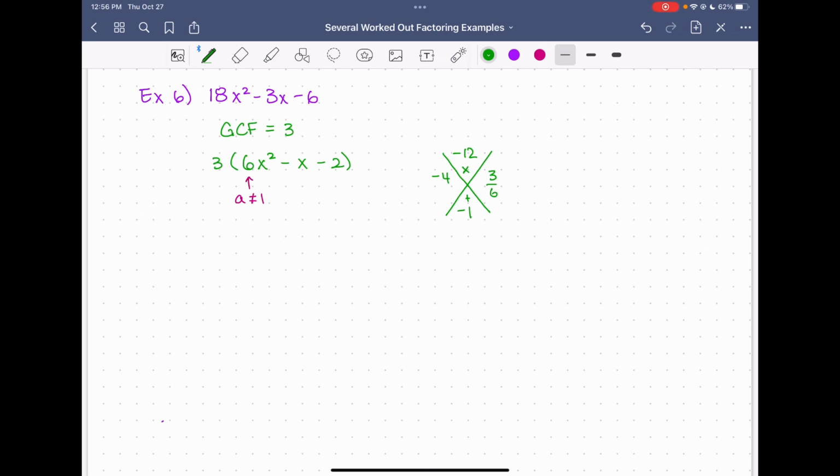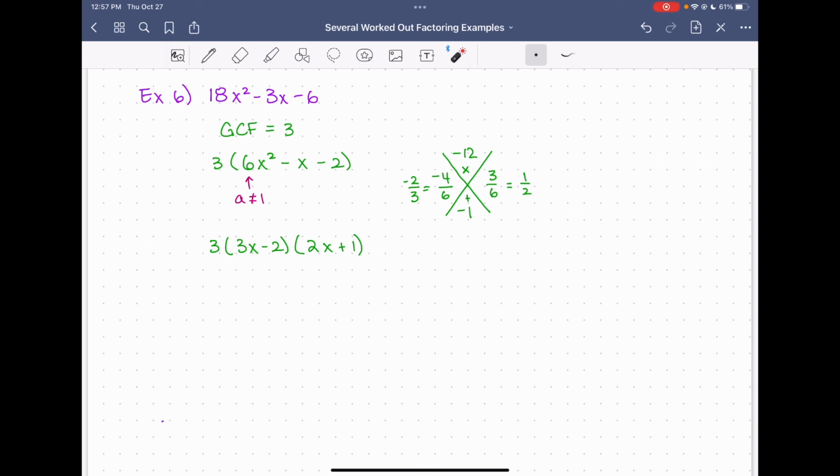And then divide by a, because a didn't equal 1. And we get 1/2 and -2/3 when we simplify. And then that's it. I had a greatest common factor, so I'm not going to forget that in my final answer. But then read them from down under. 3x minus 2 and 2x plus 1.